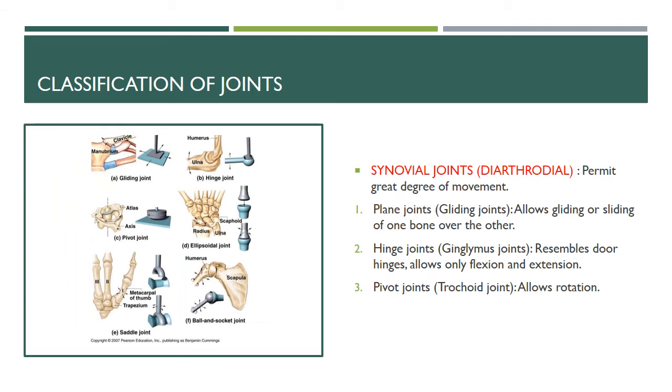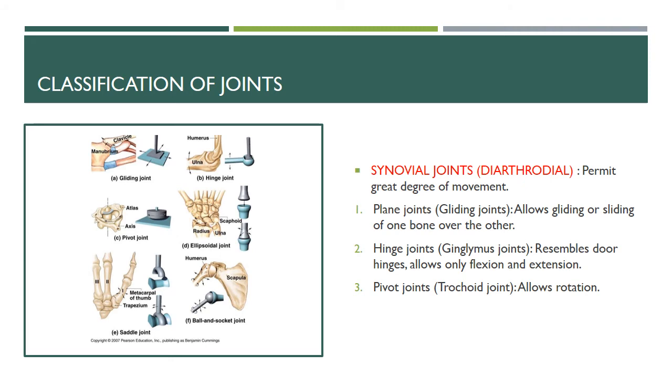The last classification is the synovial joint or diarthrodial joints. Synovial joints permit a great degree of free movement and are classified according to the shape of articulation and the type of movements into plane, hinge, pivot, condylar, saddle, and ball and socket joints.